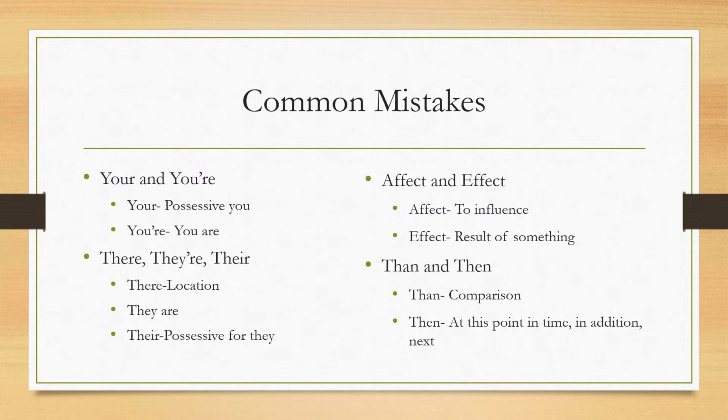The second one is there, they're, and their. So obviously the T-H-E-R-E is location. So my car is located over there, versus they're with the apostrophe R-E. So they are going to the car, versus T-H-E-I-R, which is the possessive form for they. So that is their car, that is their book. So they are going over there to their car, would be a way to use multiple of those in one sentence.